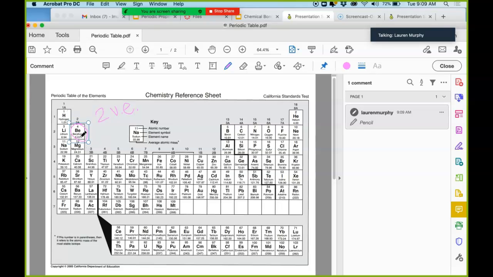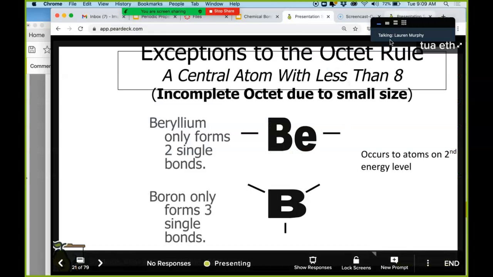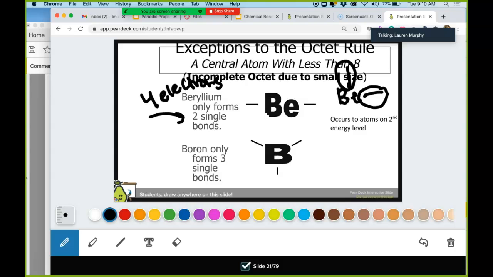And it is really, really small. It's a fairly small element. And because of that, it has 2 valence electrons. So if you were to draw beryllium, like 1, 2 valence electrons, it is okay only bonding twice. Now, if it only bonds twice, it only ends up with 4 electrons around it, not 8. And that is okay. Beryllium is okay like that. It is stable like that.